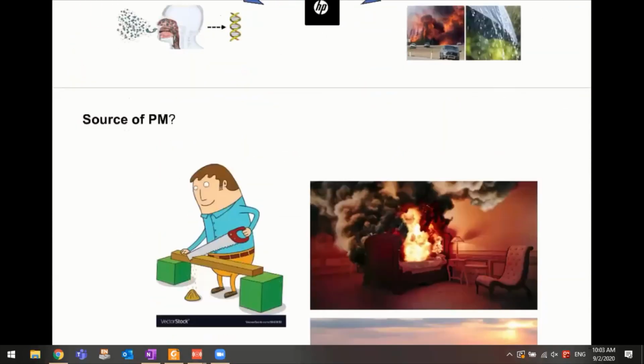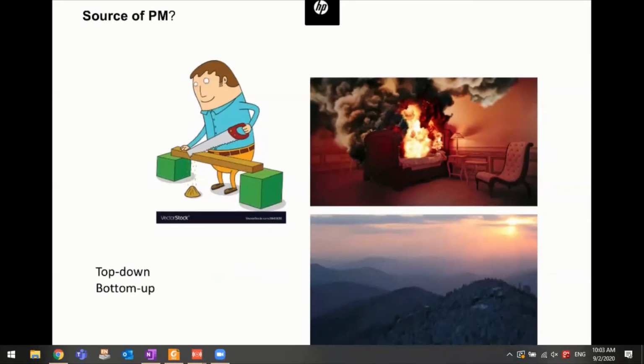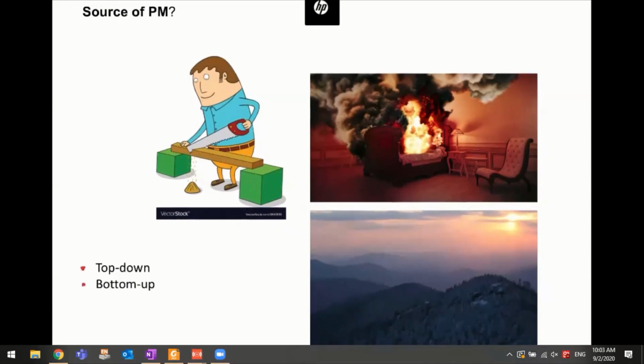So last class, we didn't talk about the source of the PM. In terms of the source or the way that the PM is generated, you can categorize them basically based on how they're being formed. Okay, so there's a top-down approach and a bottom-up approach. The top-down approach is more straightforward, right? Basically, we're just generating particles by breaking things apart.